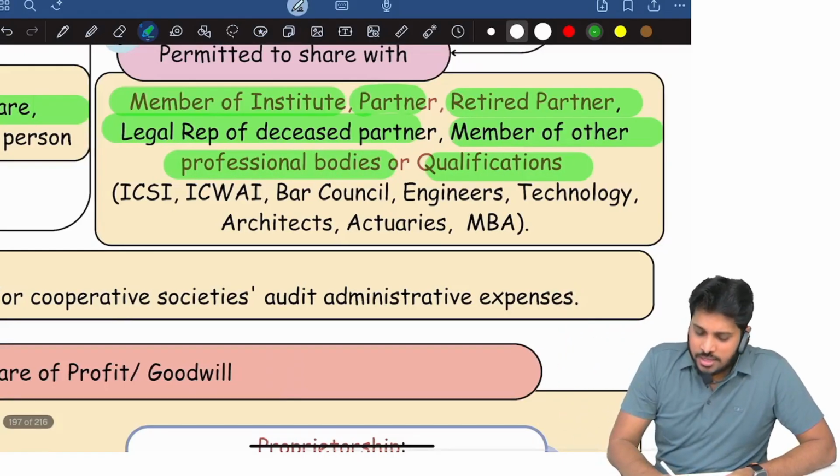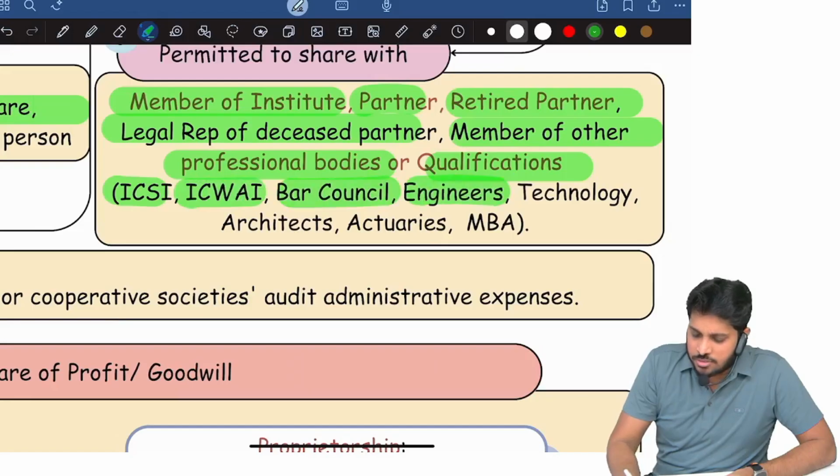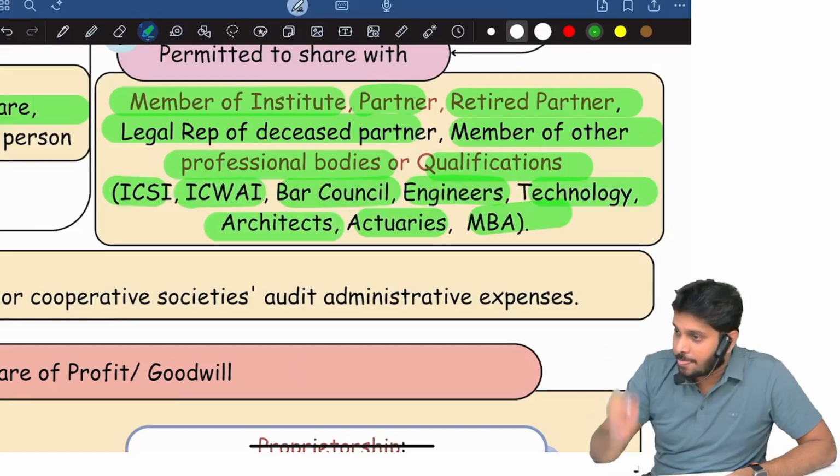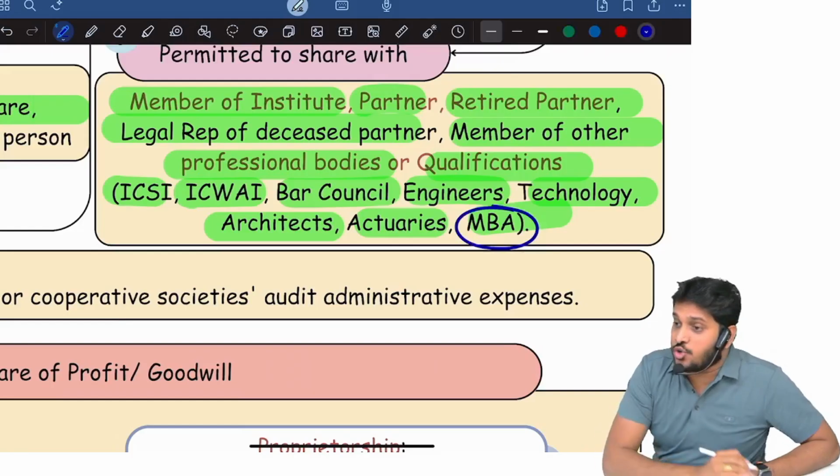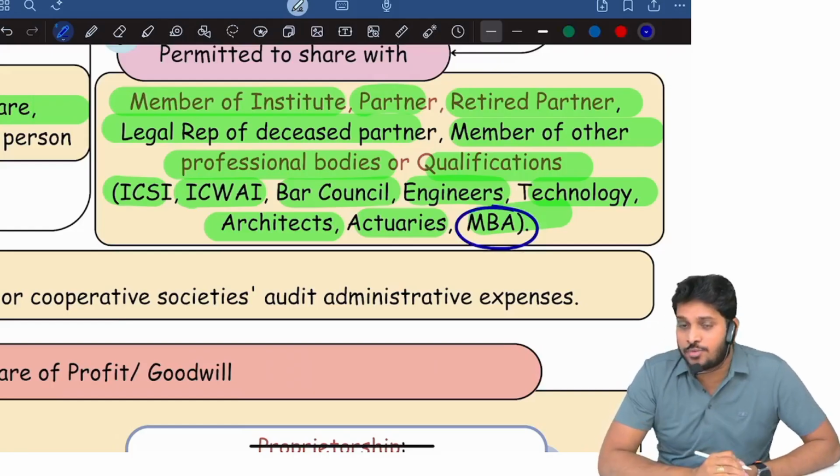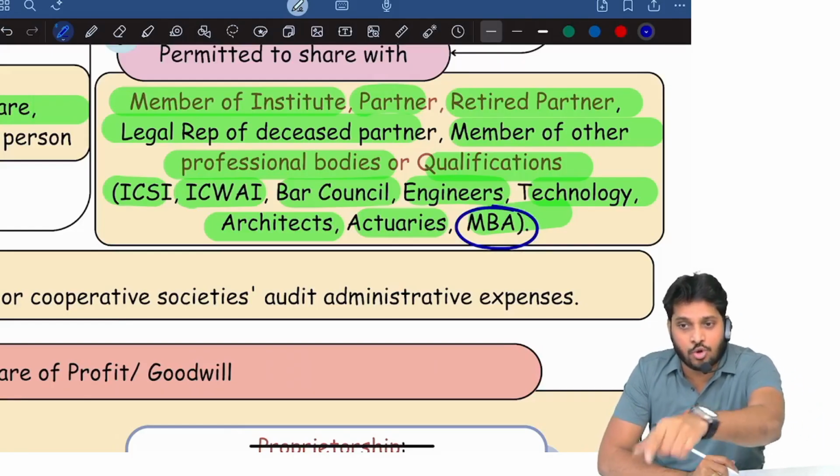Okay, what are the recognized qualifications? CS, CWA, Bar Council, Engineers, Technology, Architect, Actuary, MBA. Yes or no? MBA from recognized universities. In the recent May 25 exam, they mentioned MBA from local university.